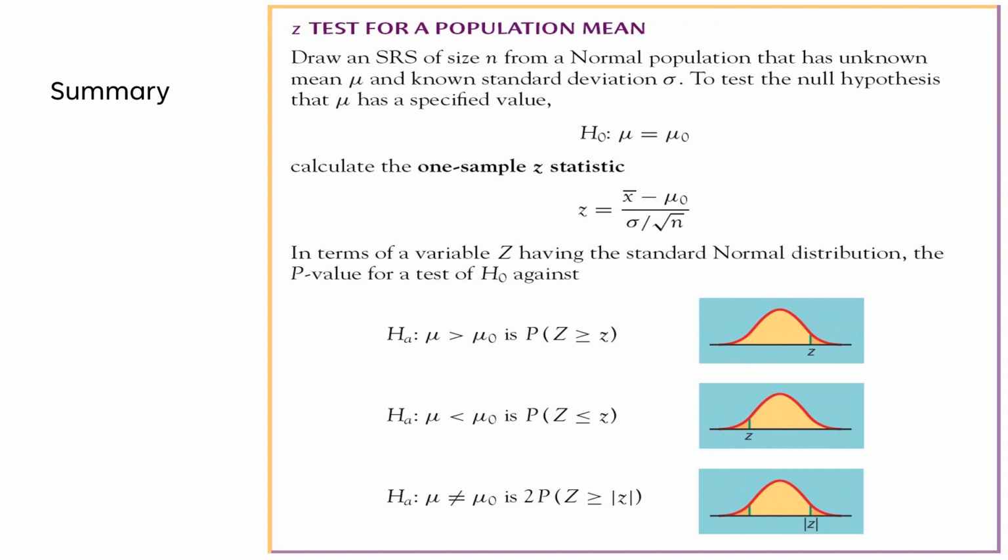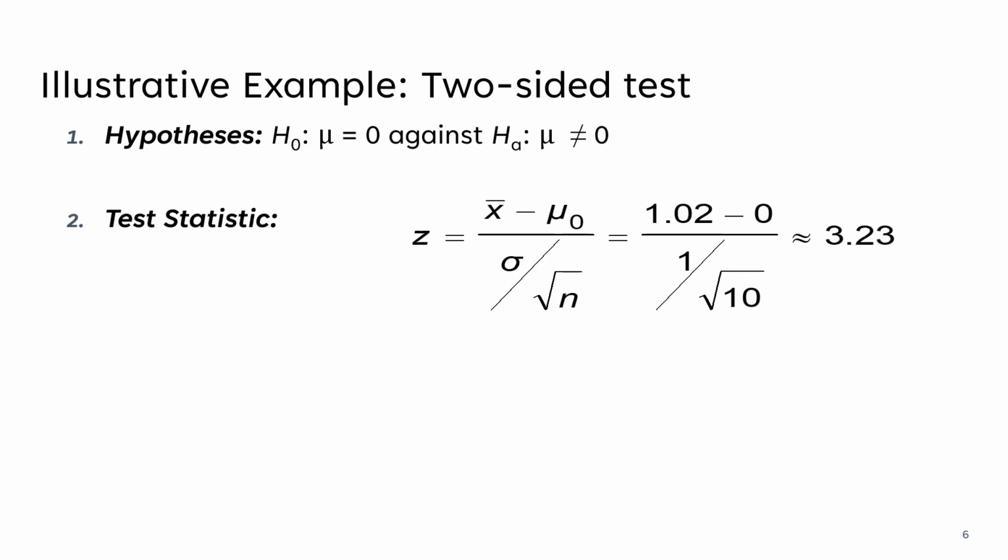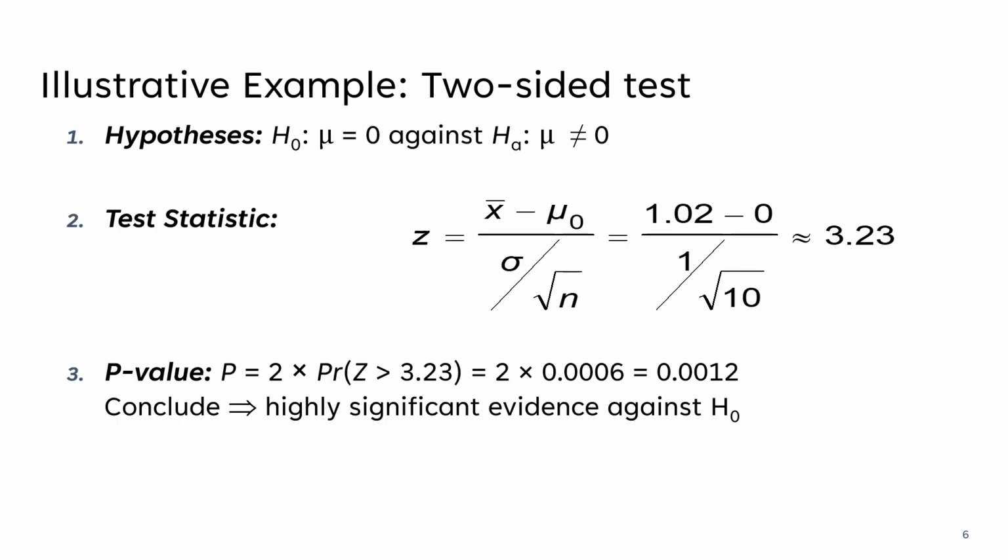The summary is this, for example, the mean. Draw an SRS of size n from a normal distribution with unknown mean and known standard deviation, this is the symbol of standard deviation. And to test the null hypothesis that the mean has a specified value, the null hypothesis is that the mean equals the null value. Calculate the sample z statistic. So that is the process. Statistic value, two-sided test, hypothesis, test statistic, and p-value.